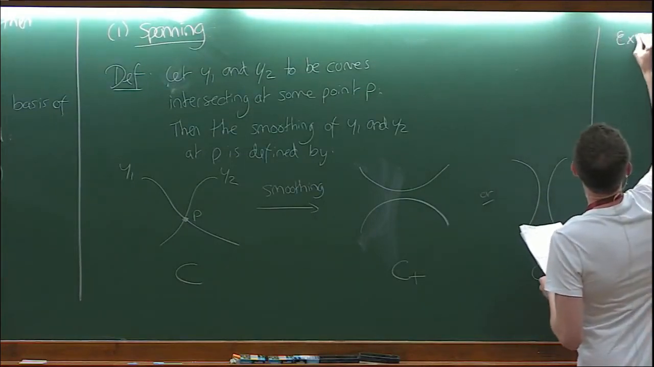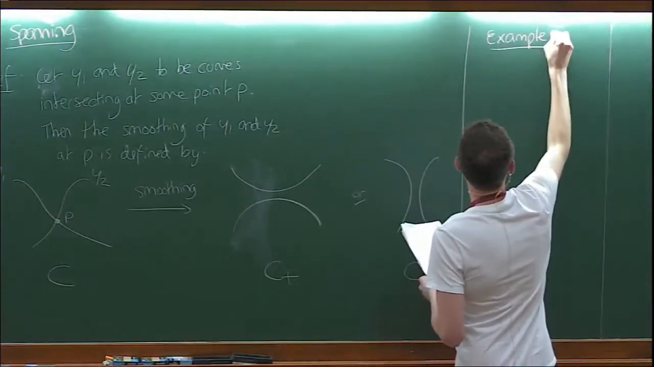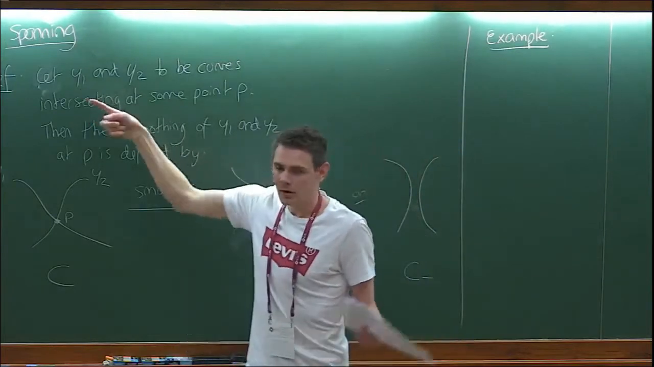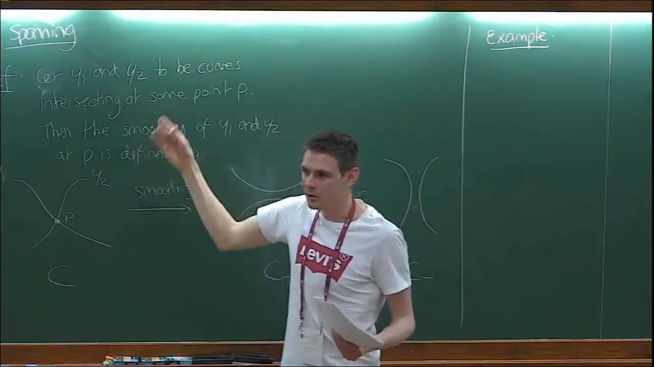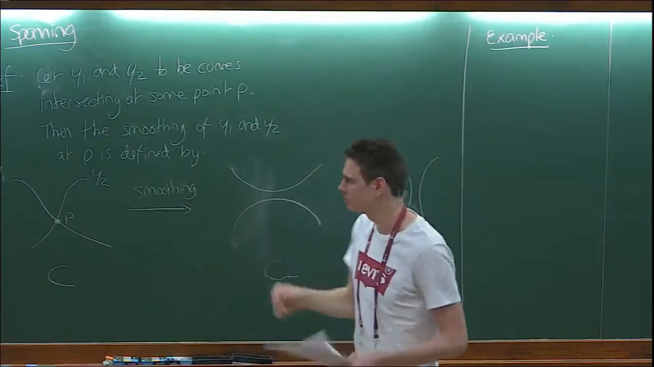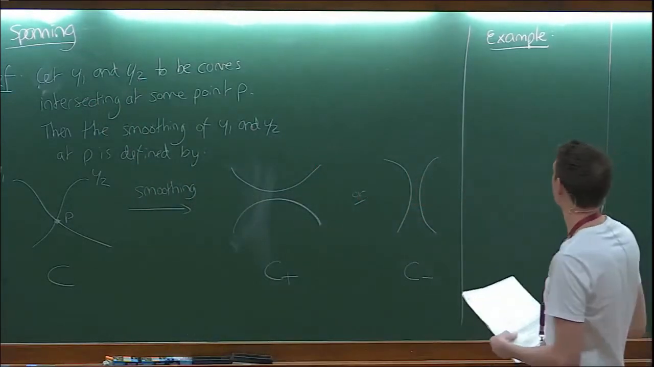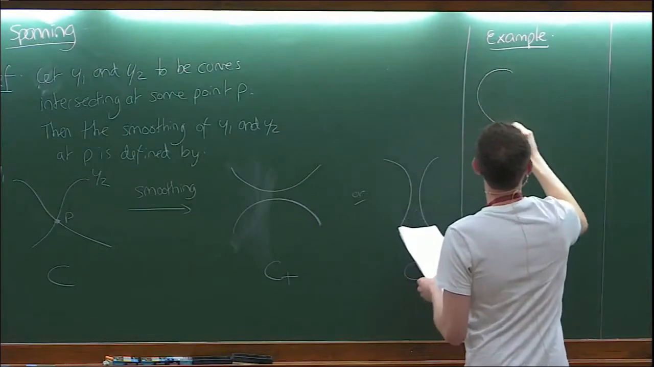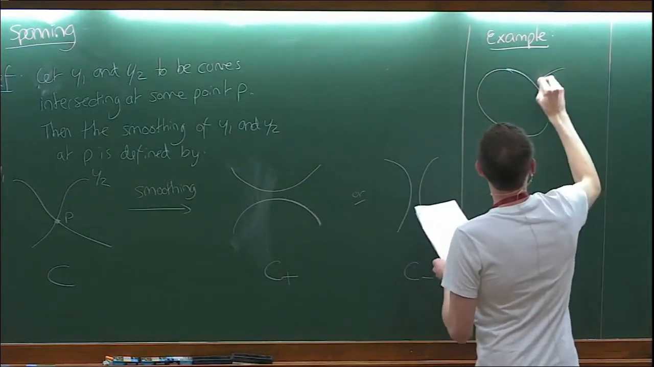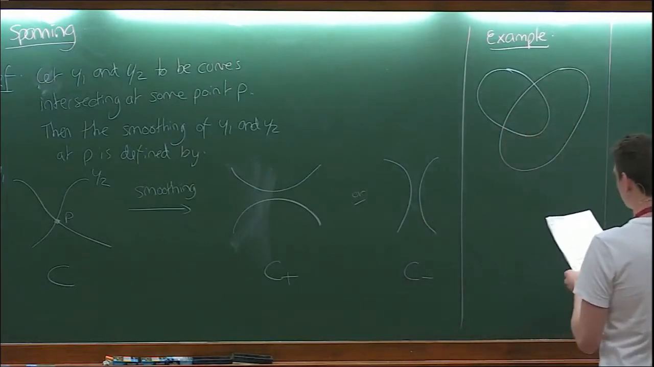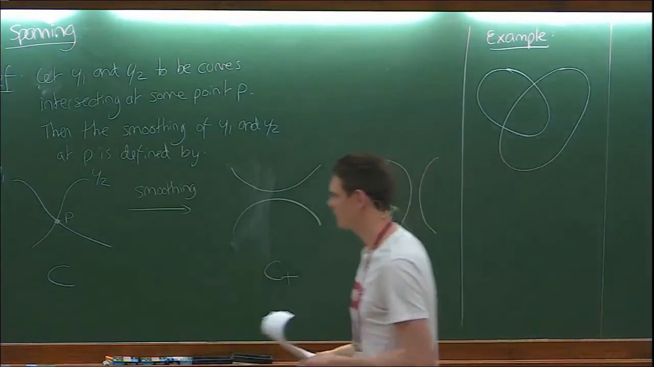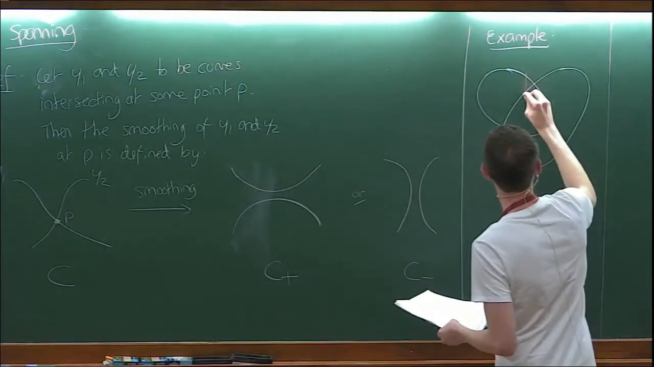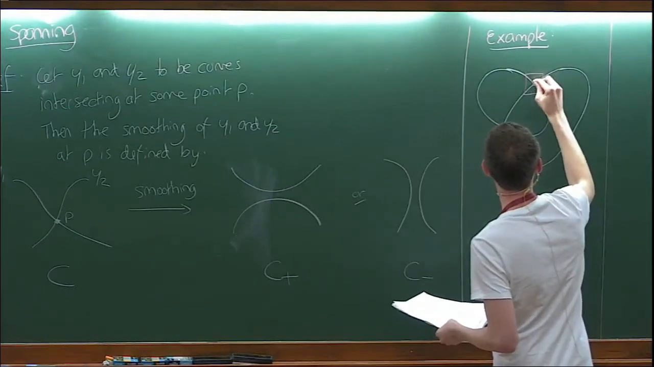So let's just give an example. And before we do an example, one thing to note is that I do allow gamma 1 to equal gamma 2, right? We can apply this on self-intersections, and so we're allowed to smooth on self-intersections. So now we can look at an example. Take two simple closed curves. There are two intersection points, and so to smooth we can just pick one of them. So let's pick this to be our P.